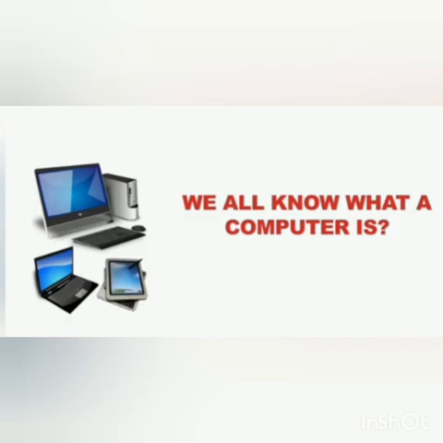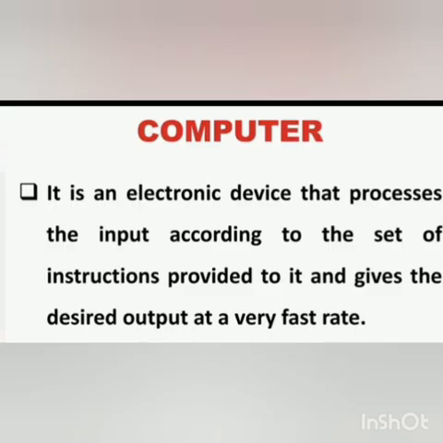We all know what a computer is, right? It is an electronic device that processes the input according to the set of instructions provided to it and gives the desired output at a very fast rate. So this is the definition of computer. We have seen this already, right? So computer is an electronic device. This is the first point.